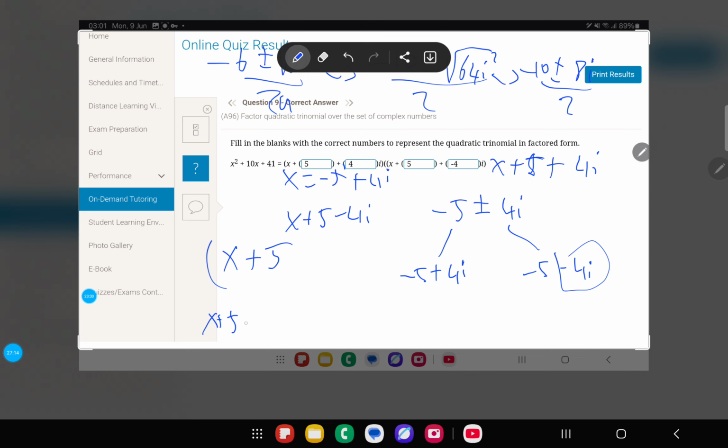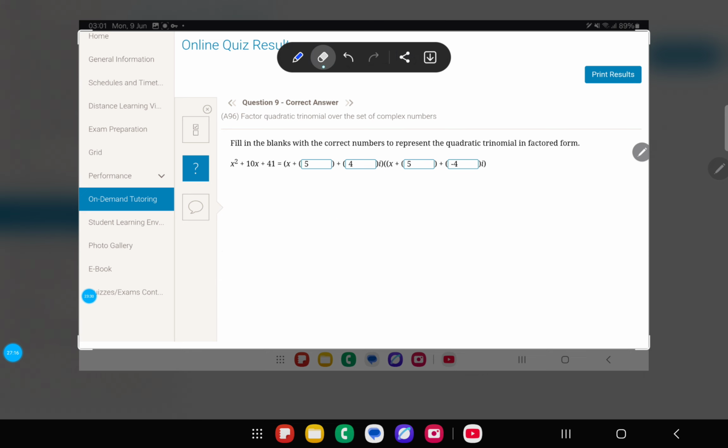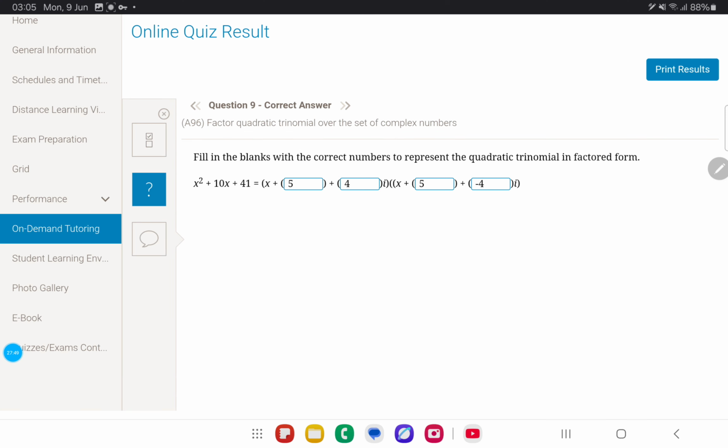Let me just write it in a neat way. x plus 5 minus 4i and x plus 5 plus 4i. Okay, and that's how you write it. This is in factored form. That's it. You just make it x, since that's the root, and then just flip it back to the side of the x. So you're basically factoring, but just going in reverse. That's it.